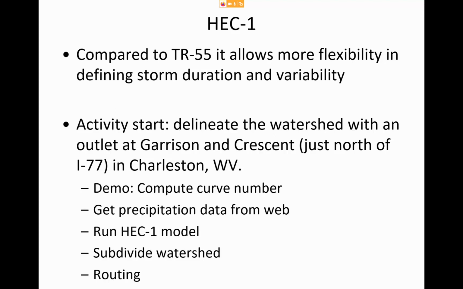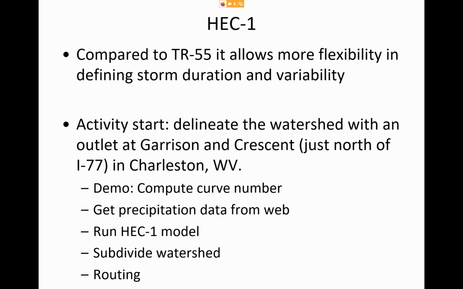And so HEC-1 is a lot more powerful than any of the methods that we've mentioned before, and we're only going to get into some of what makes it unique. It has a lot of functions and features that we're not going to be able to address in the 2 days that we have allocated to it. So to show you the specifics about the HEC-1 model, what we're going to do is begin by delineating a watershed at the described location here. I tell you it's at the intersection of Garrison and Crescent. So those are two streets in Charleston, West Virginia. That's just on the north side of Interstate 77.